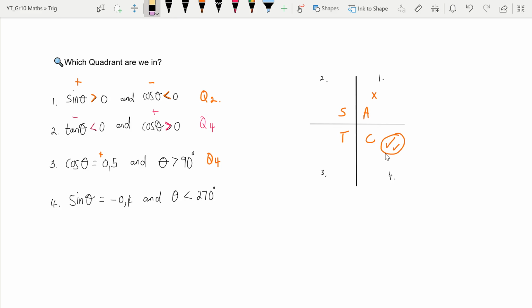Last one. Maybe pause and see if you can figure it out. Sine is equal to negative 0.4. So we can see that they made sine negative, which can happen there and there. And also, theta must be smaller than 270 degrees. Well, 270 degrees is there, as we know. So anything smaller than that will be there and there and there. So we are in quadrant 3.